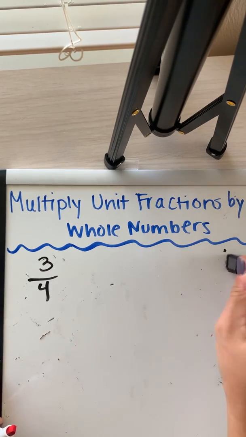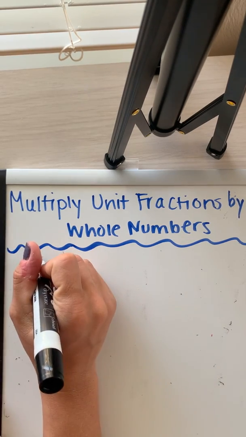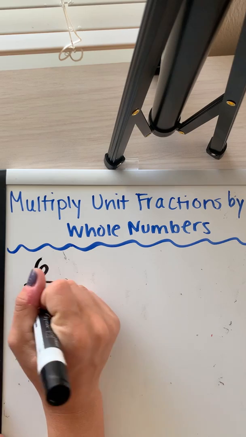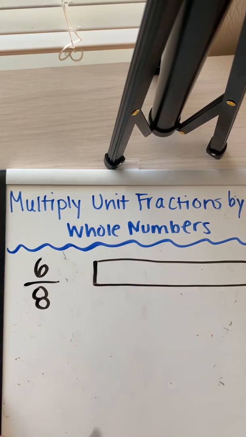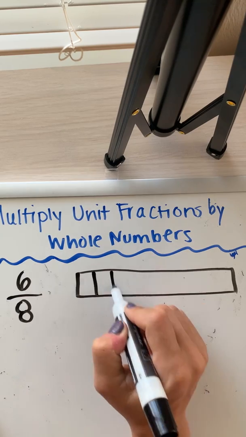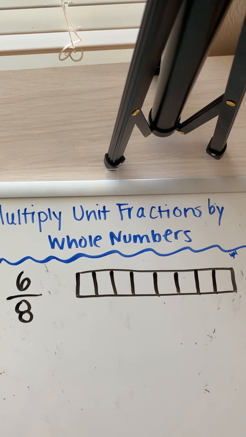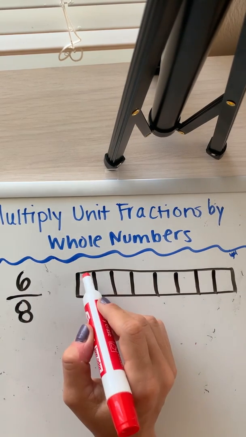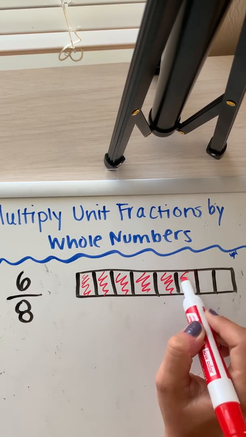If my fraction that I want to represent as multiplying a unit fraction and whole number, let's say I do 6/8. If I draw my bar diagram, I'm going to split it into eighths. So split your bar diagram into eighths. And you know that it's 6/8, so you're going to color in 6 of them. 1, 2, 3, 4, 5, 6.